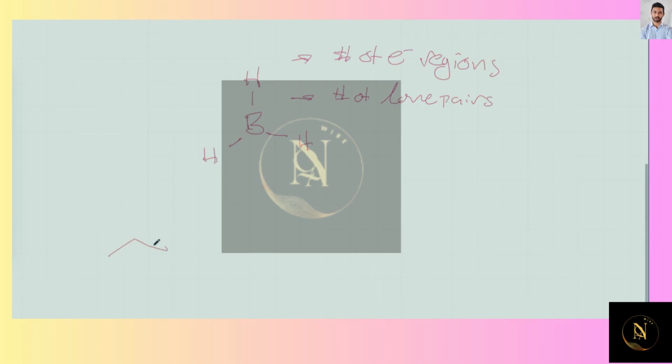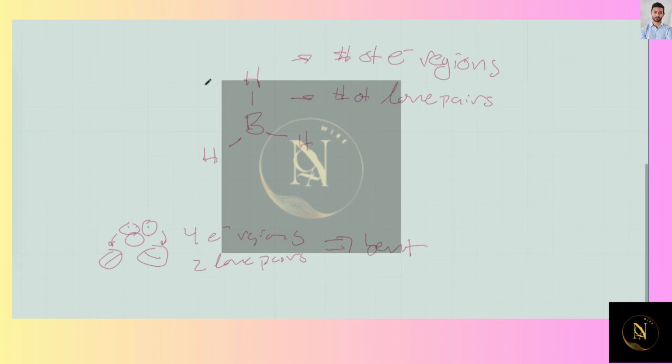So the classic example might be water, which has 4 electron regions because it has 2 bonds and 2 lone pairs. But when we consider that there's 2 lone pairs, we know that those push down on the bonds, and instead of getting a tetrahedral geometry, we get bent.